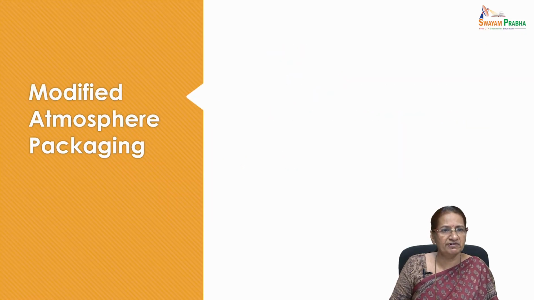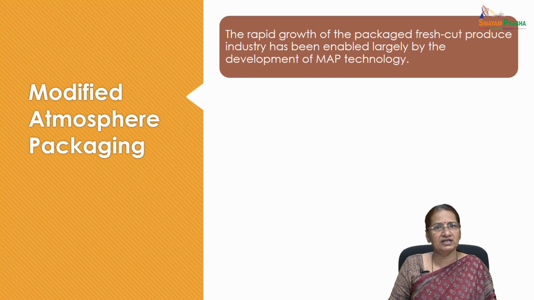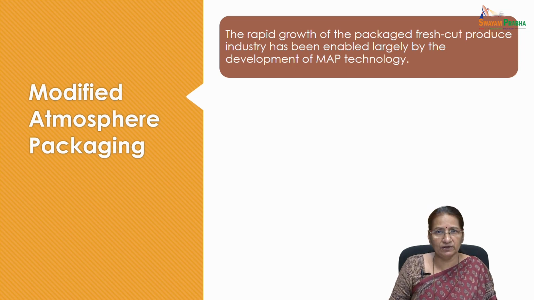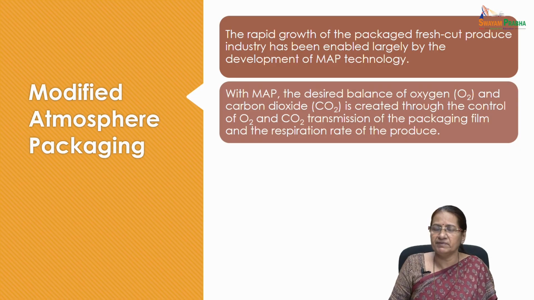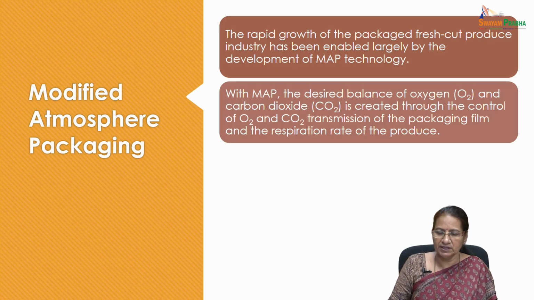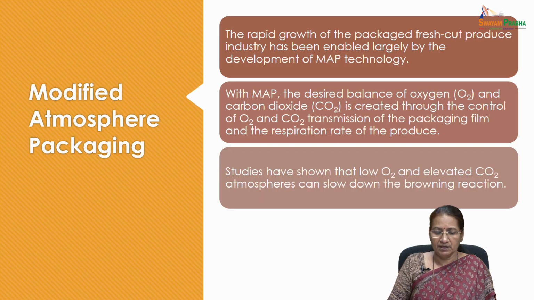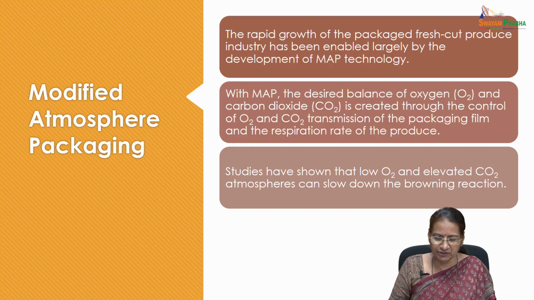Now, modified atmosphere packaging. The rapid growth of the packaged fresh cut produce industry has been enabled largely by the development of MAP technology. With MAP, the desired balance of oxygen and carbon dioxide is created through the control of oxygen and carbon dioxide transmission of the packaging film and the respiration rate of the produce. Studies have shown that low oxygen and elevated carbon dioxide atmospheres can slow down the browning reaction.